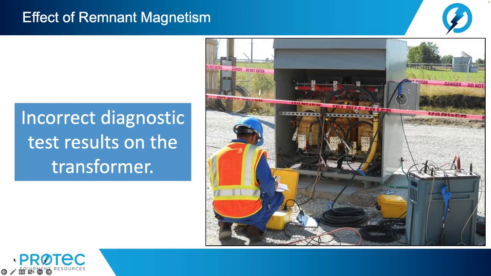The direct current used to measure winding resistance may cause the core to magnetize. As we discussed, a magnetized core can cause high inrush currents when the transformer is energized or can cause incorrect diagnostic test results. To help reduce damage to the transformer and associated protection systems, the core may be demagnetized prior to applying full alternating current, or AC, voltage.